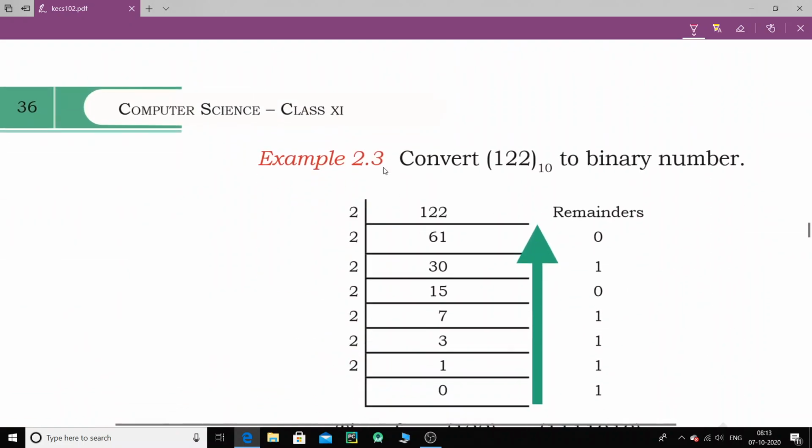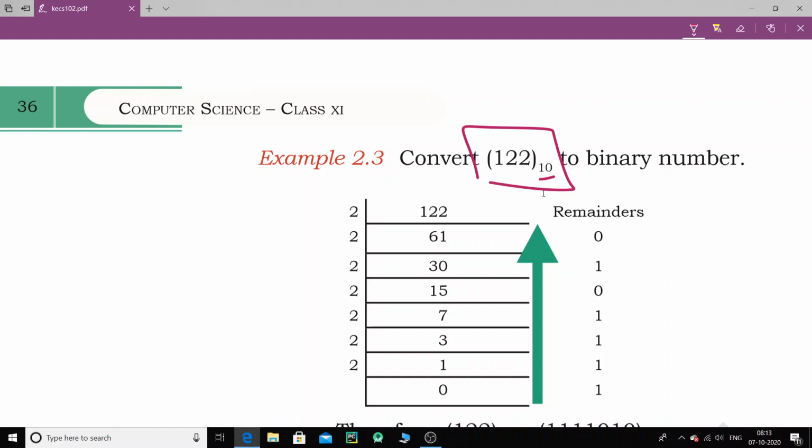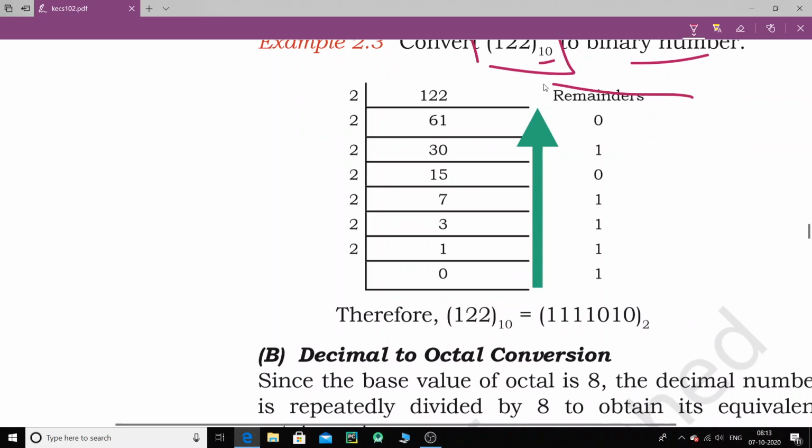That's the figure that they have shown. Now, if you get a question like this, which says 122 and the base value that they have shown is 10, which indicates that this particular number is a decimal number, we are going to convert that into a binary number. So the same procedure. One more example they have given, very nice, with a very good diagram.